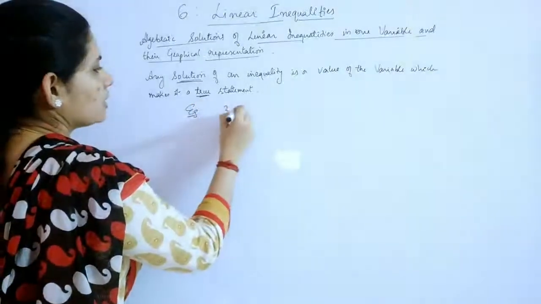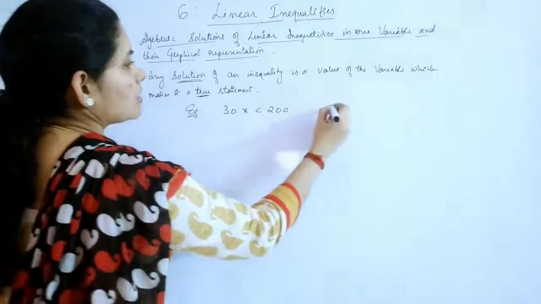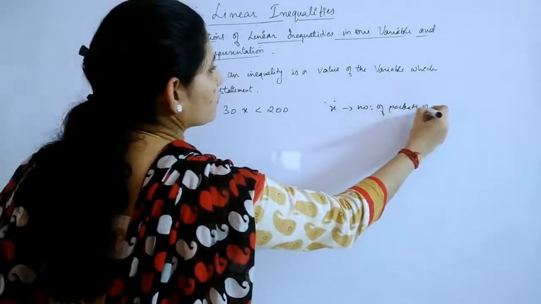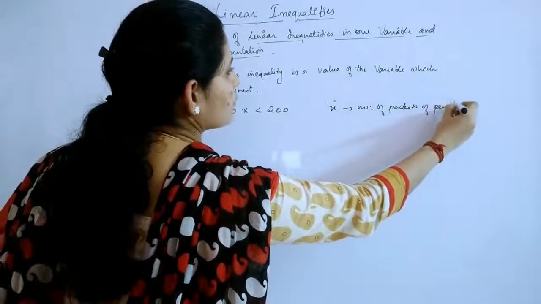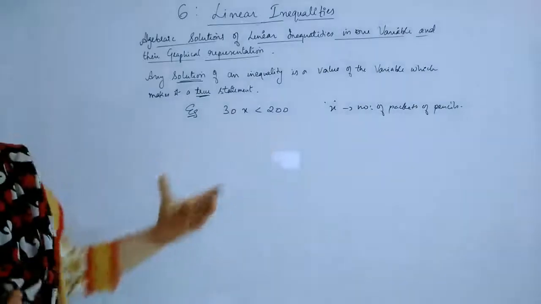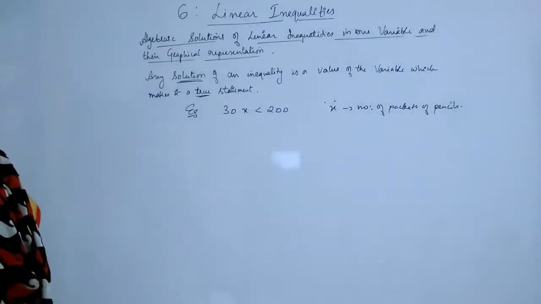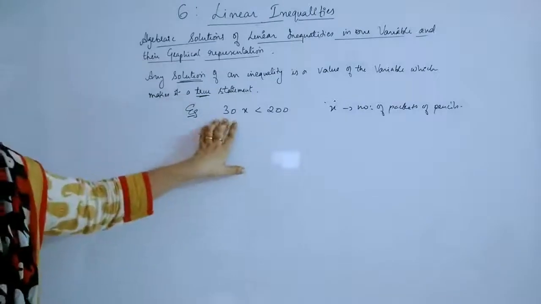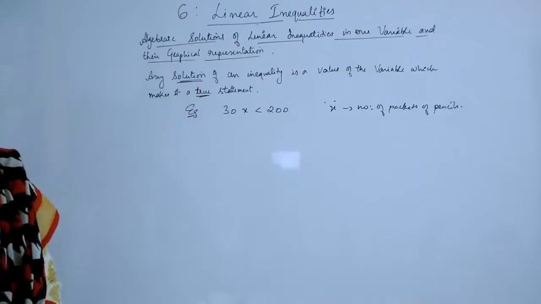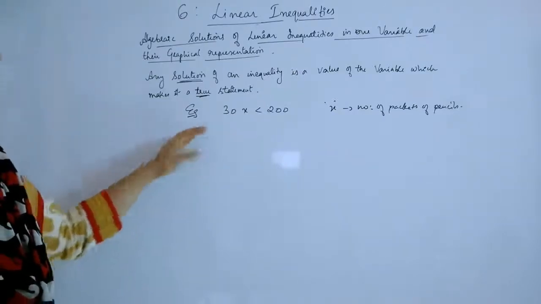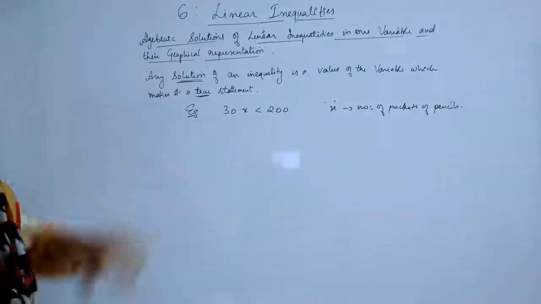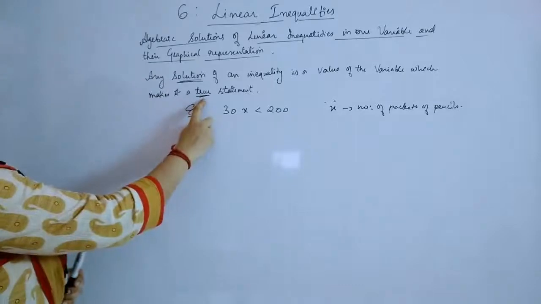Suppose you have 30x is less than 200, and this x is the number of packets of pencils. How many packets of pencils will satisfy this inequality? That means if you have 200 rupees, and one packet costs 30 rupees, how many packets of pencils can you buy? If that is the question, how do you find the solution of this inequality?